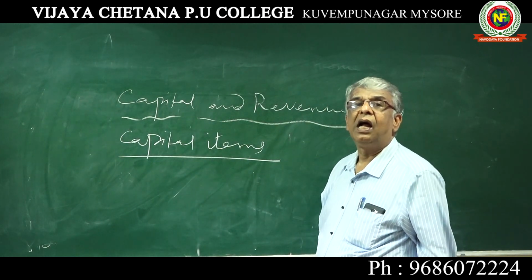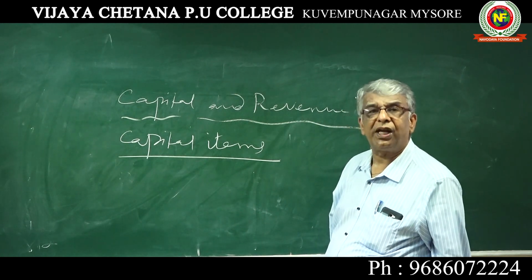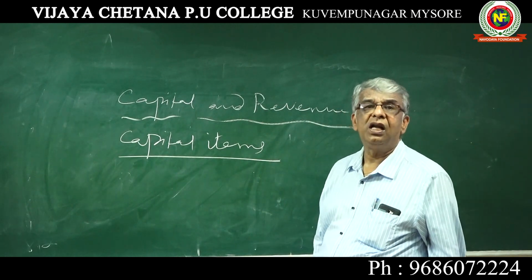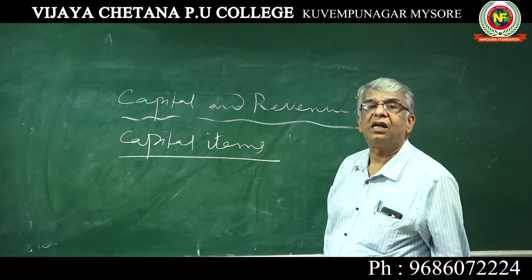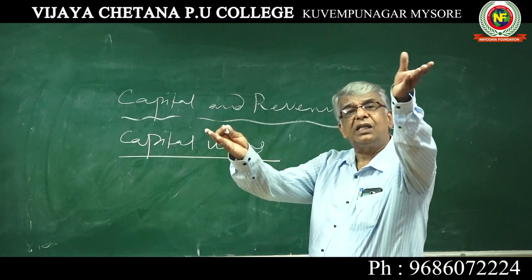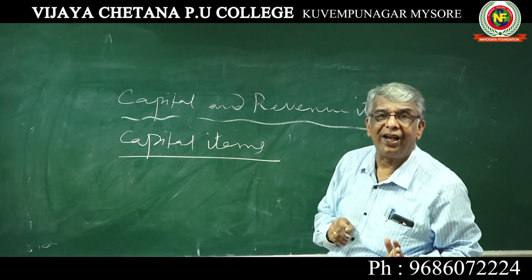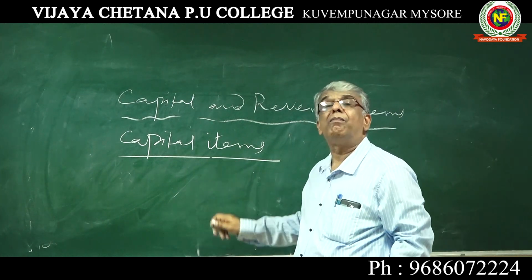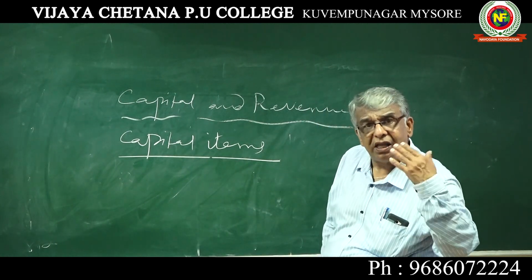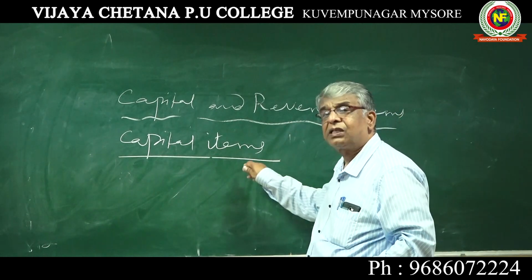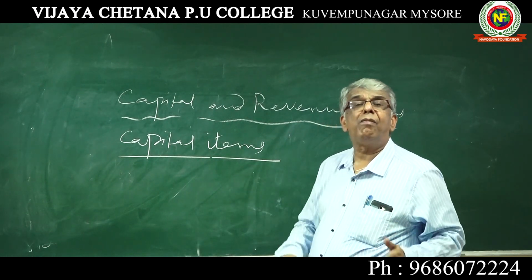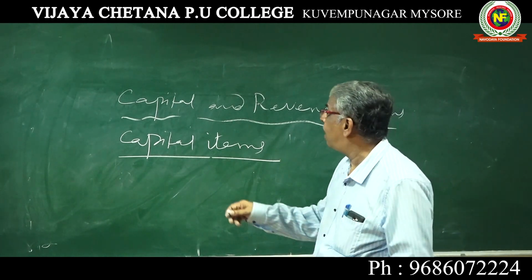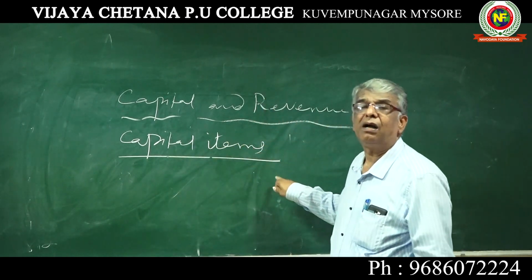For example, as you know, X-ray plant purchased by a hospital, furniture purchased by an educational institution, etc. So we are going to use this asset for a longer period. So the benefit of which extends to a number of years. You are going to get the benefit of this capital expenditure for a longer period. So that's why they are called capital items.